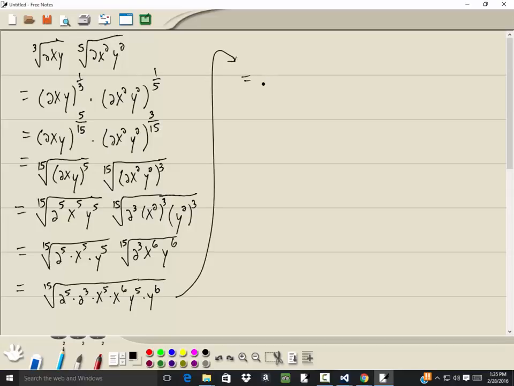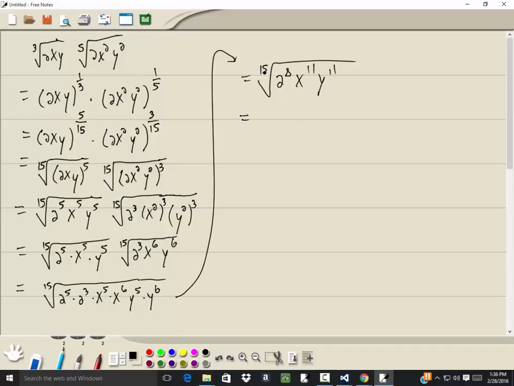Which gives us the 15th root. And 2 to the power times 2 to the power, you add the exponents. 5 plus 3 gives us 8. And x to the 5th times x to the 6, you add the exponents. That gives you 11. And y to the 5th times y to the 6, you add the exponents. That gives you 11.